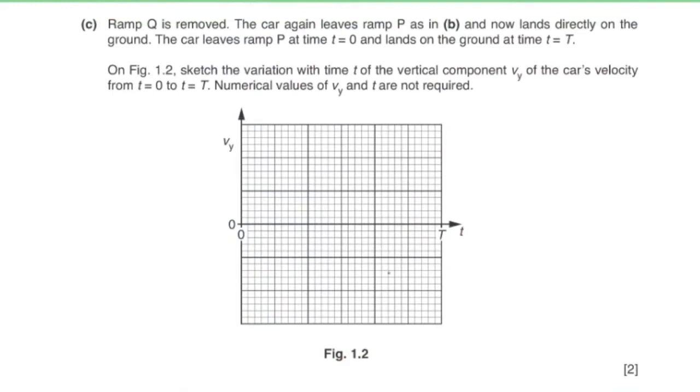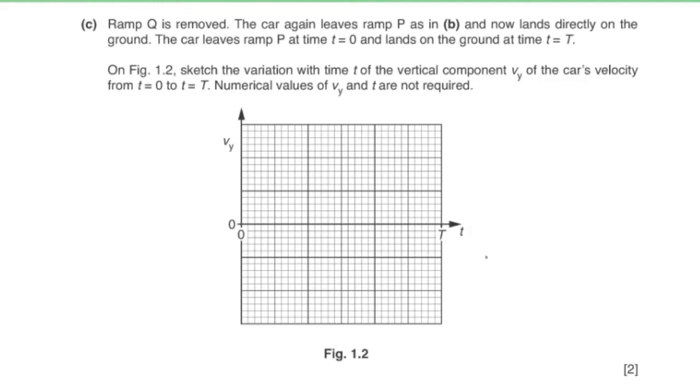Part C, ramp Q is removed. The car again leaves ramp P as in part B, and now lands directly on the ground. The car leaves ramp P at time t equals 0 and lands on the ground at time t equals capital T. On figure 1.1, sketch the variation with time t of the vertical component of the car's velocity from time t equals 0 to t equals capital T. Numerical values of vertical component of the velocity and t are not required.